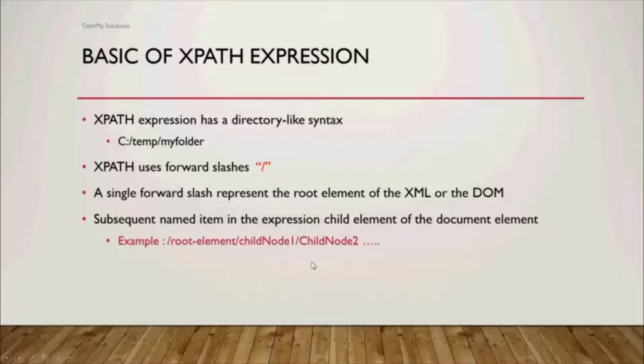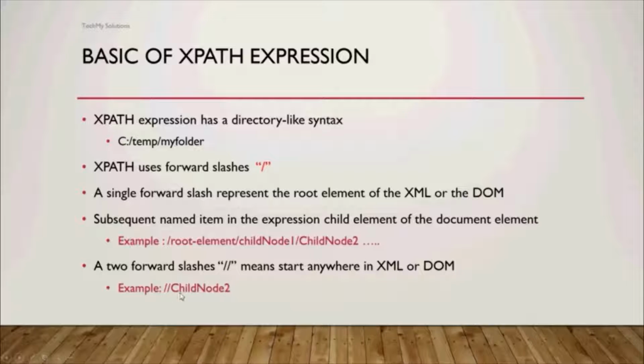So XPath also provides you a facility with double slash. If you use 2 forward slashes, then you're telling the machine to look for that element anywhere in the XML, or in the DOM. Start from anywhere. For example, to find child node 2, we would just have to write double slash child node 2, and this will list all the nodes named child node 2.